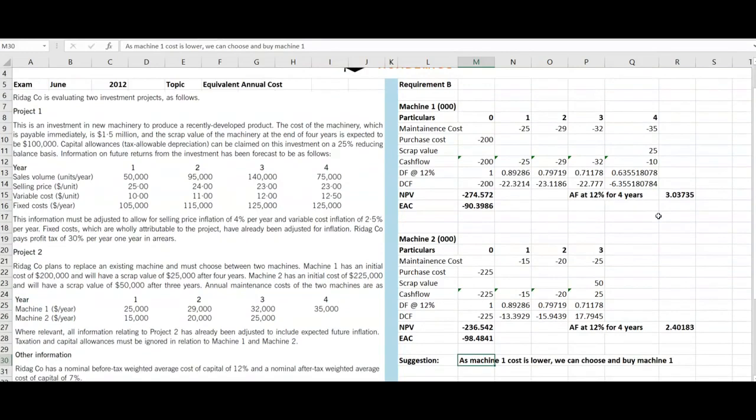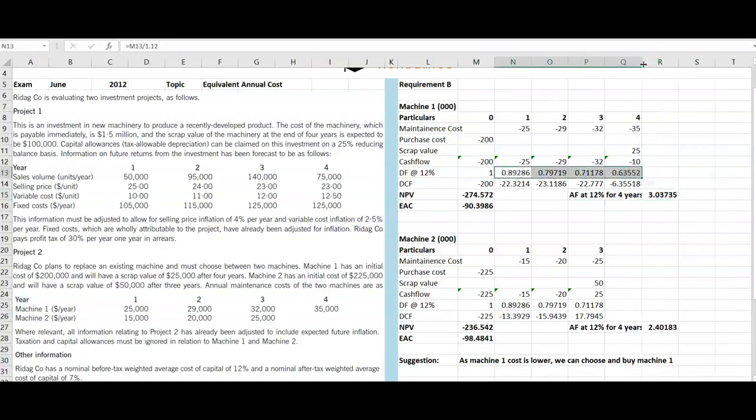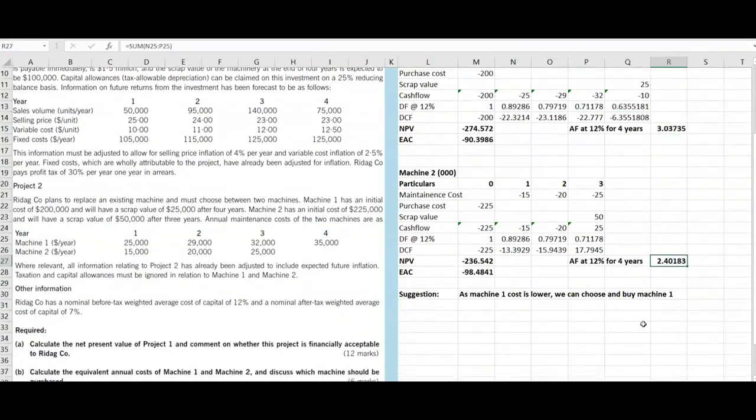Equivalent annual cost is quite easy. What you have to remember very carefully is this annuity factor that you are going to use. This number should only take the decimal numbers that you have used. Apart from that, it's a normal NPV problem.